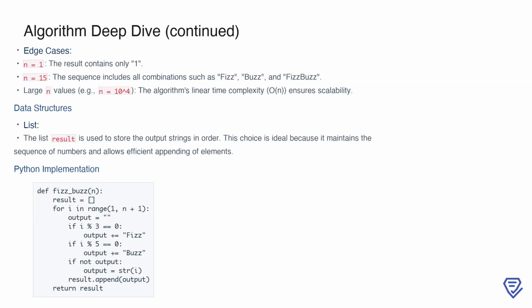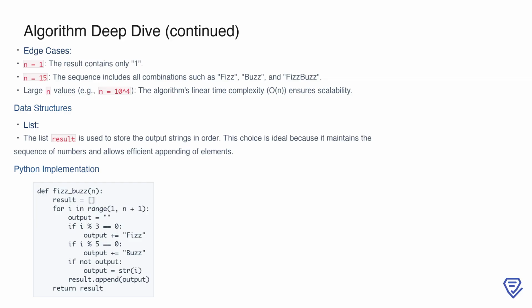The result list is chosen to store the output strings in order. This choice is ideal because lists maintain the sequence of elements, and appending to a list is both simple and efficient. To see this in action, here's a Python implementation of the algorithm.